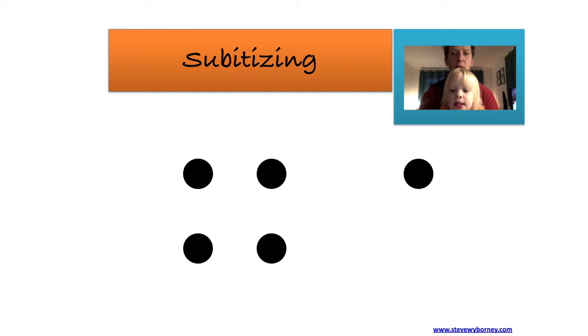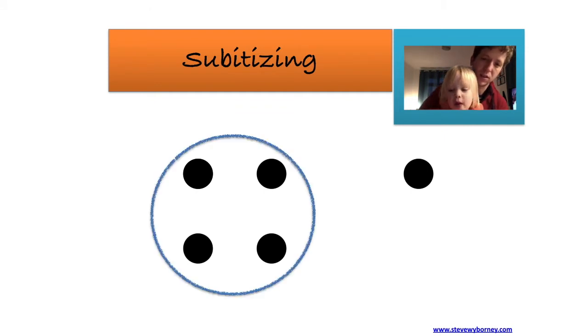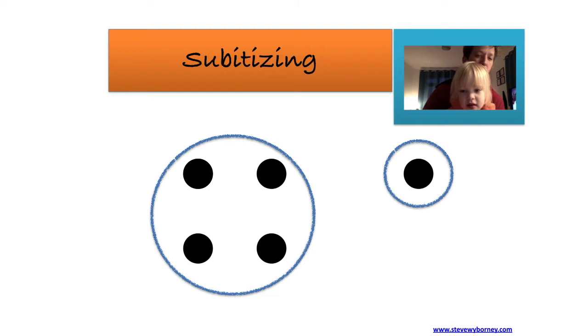So, what about this one? How many dots? 5. How did you know there were 5? Because there's 5. Yes, there is 5. But what 2 groups are there? 4 and 1. Well done. There's 4 here, and 1 more, and 4 and 1 makes 5.